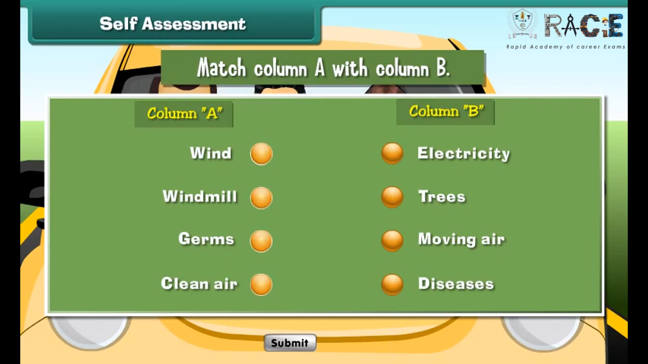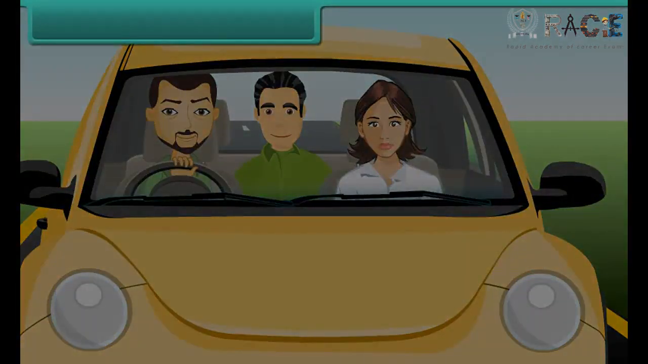Summary. Let us summarize what we have learned. Air is essential for living. Air is a mixture of gases. Air contains water vapor, smoke, germs, and dust. Smoke, germs, and dust pollute air.